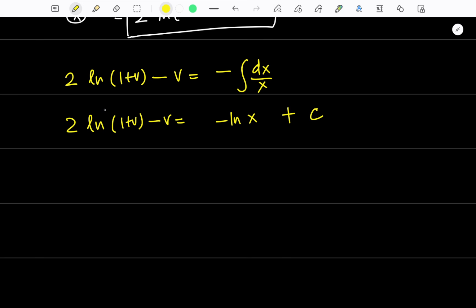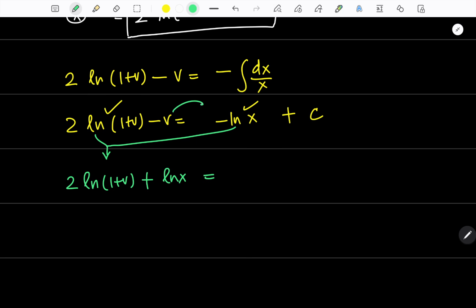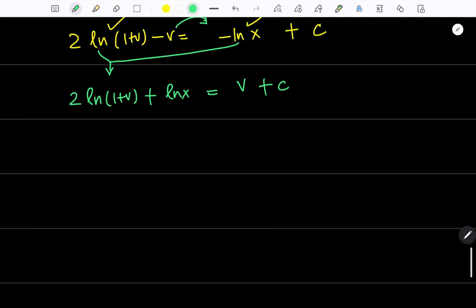This is related to ln. Let me collect these two things together. I'll bring this one this side. So 2 times ln(1 + v) + ln x is equal to, let me take this v that side, v + c. Okay? Now again using the logarithmic rule, this goes up: ln (1 + v) to the power of 2 + ln x is equal to v + c.